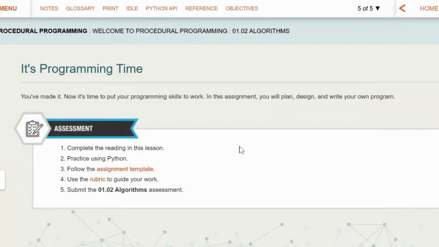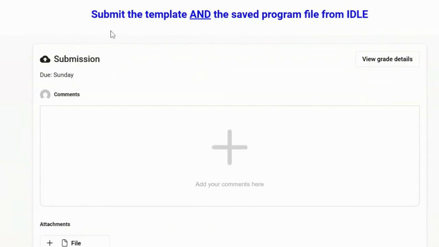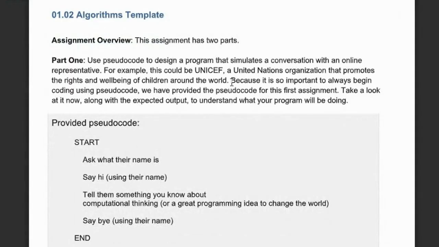All right, that is the end of the lesson. We've got the assignment. I'm going to go here and buzz the show. Submit the template and the saved program file. So I'm going to just let you attach the file and the template, but I want to look at the template I've got here in Google Classroom for us. If we go to Classwork, Algorithms template.